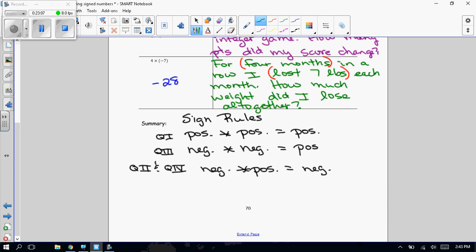Well, I want you guys to catch something here. These two, look at positive, positive gives me a positive. Negative, negative gives me a positive. The signs were the same. They had the same sign. Look at quadrants 2 and 4. What do you notice? Negative, positive, or it was a positive, negative. And if the signs are different, what did we get? We got a negative answer. They have a different sign. If I multiply 2 numbers with a different sign, I got a negative answer.